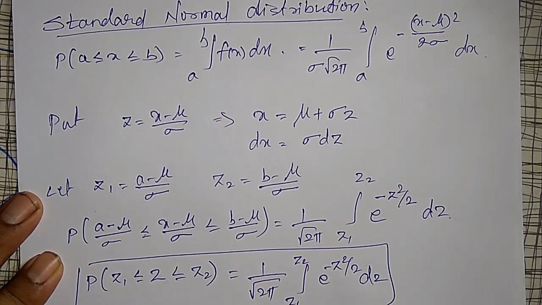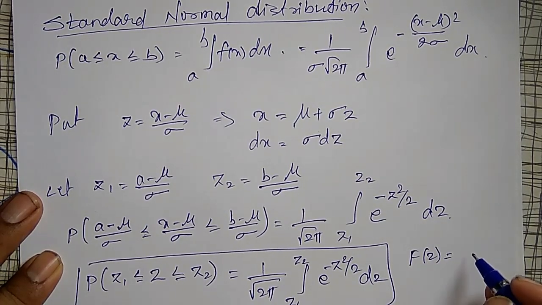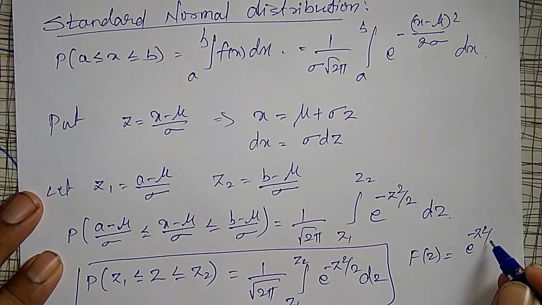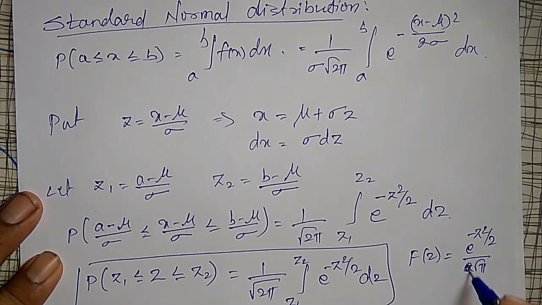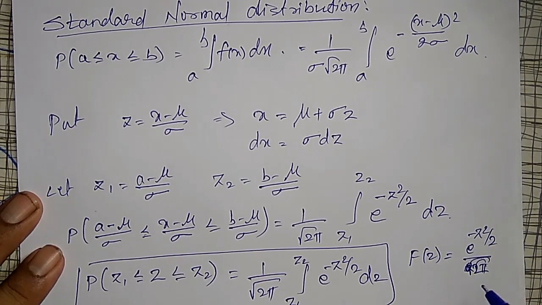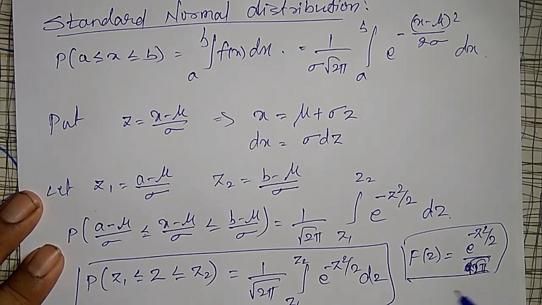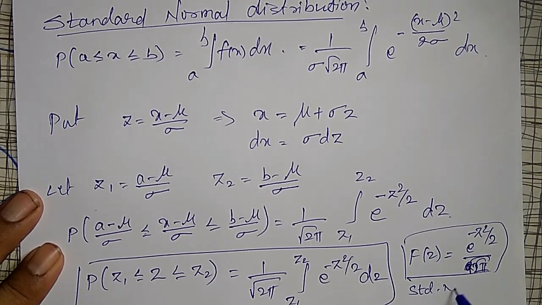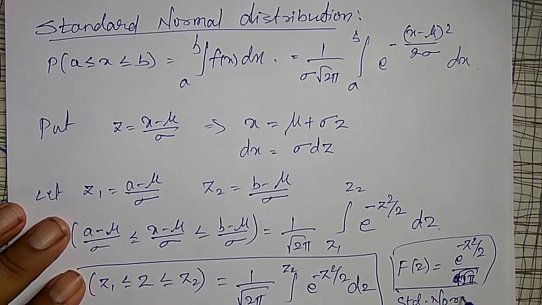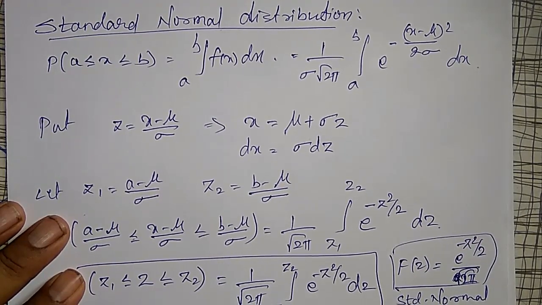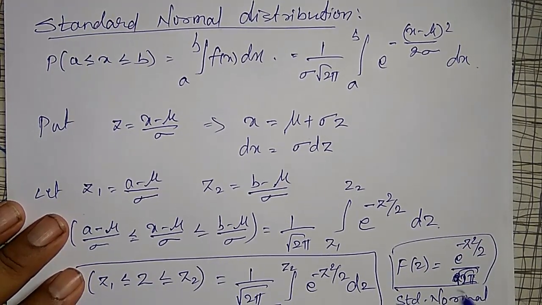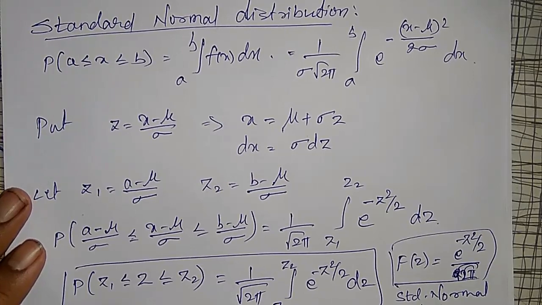Therefore this phi of z, or capital F of z, is equal to e to the power minus z square by 2 divided by square root of 2 pi, which is our standard normal distribution here. Using this, one by one I have to evaluate.